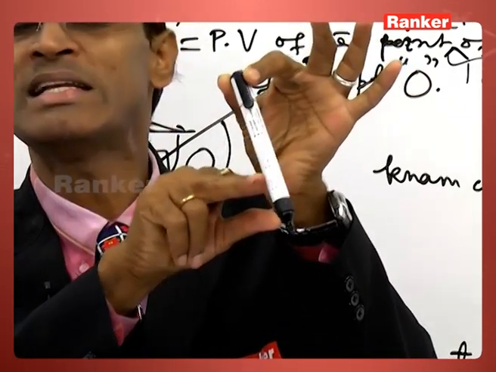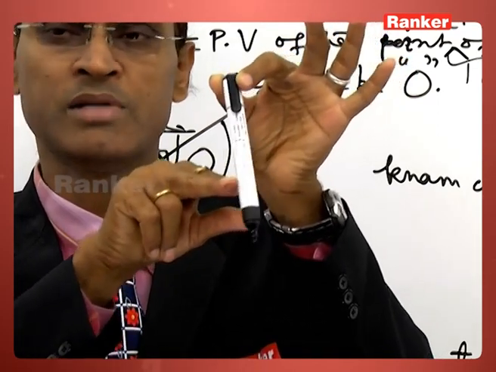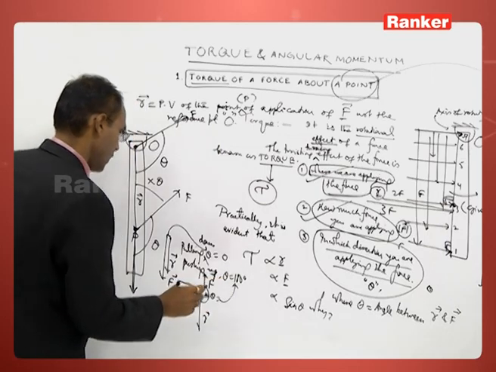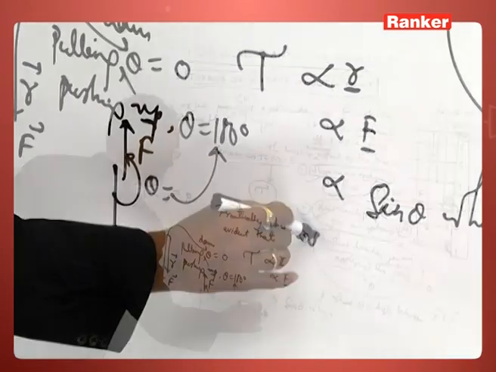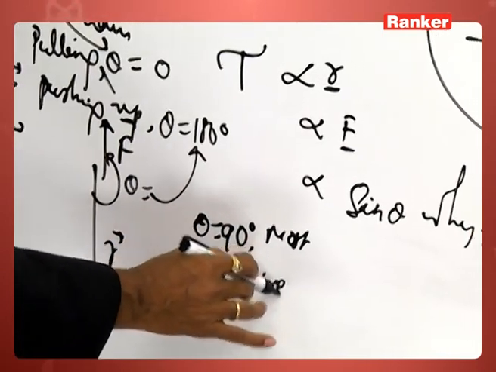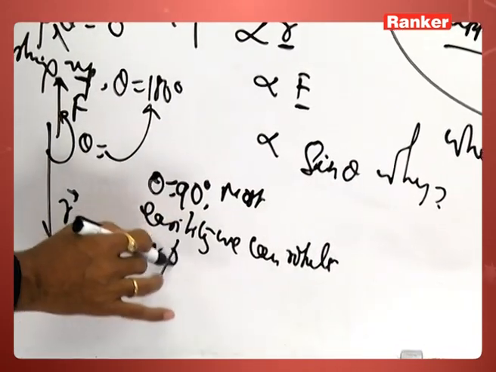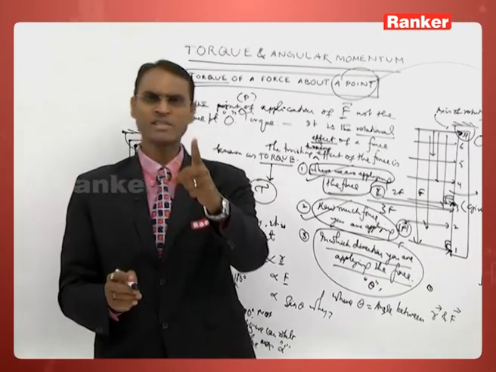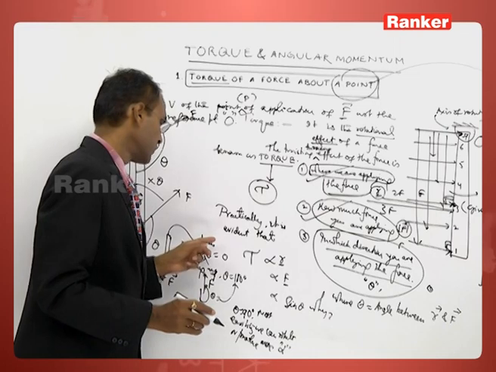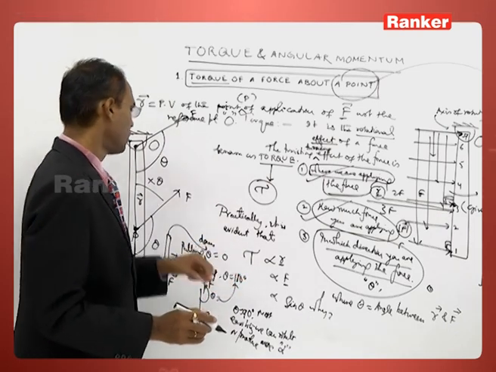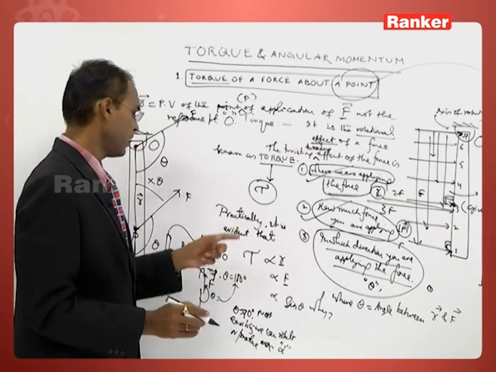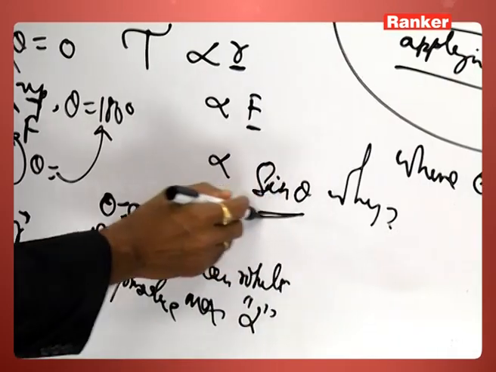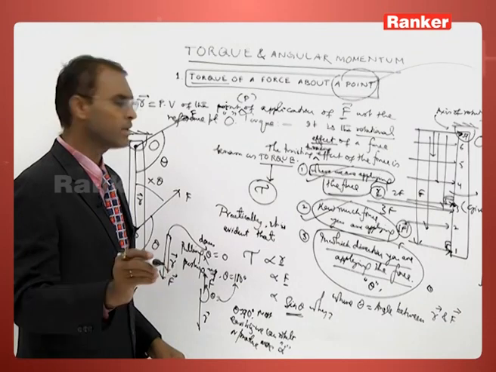Maximum means you can rotate the object most efficiently, in the easiest way, when you adjust the angle between the force and the R vector as 90 degree. So when theta is 90 degree, we can rotate most easily or produce maximum angular acceleration. Therefore, the only function which can satisfy this: 0 turning effect at 0 degree, 0 turning effect at 180 degree, and maximum turning effect at 90 degree. Which function will satisfy? The sine function will satisfy. Therefore, you have to put sine theta, not cos theta, not tan theta.